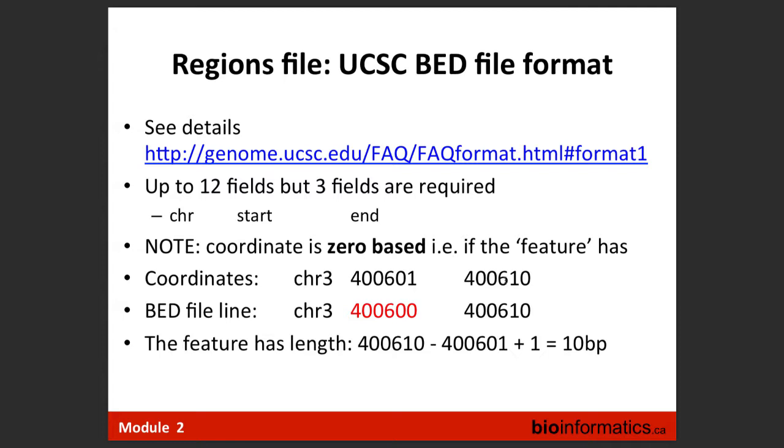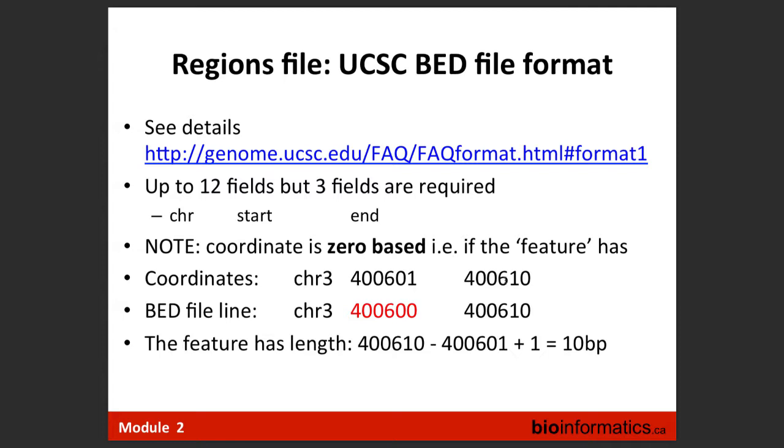Now, what is the problem with this format? It's zero-based in most cases. What do I mean by zero-based? Here is an example. If the real coordinate is 400,601, in the BED file the number will be 400,600. I don't know why they did it. Of course, mathematically, it doesn't matter. If you know the rule, you know what to do.